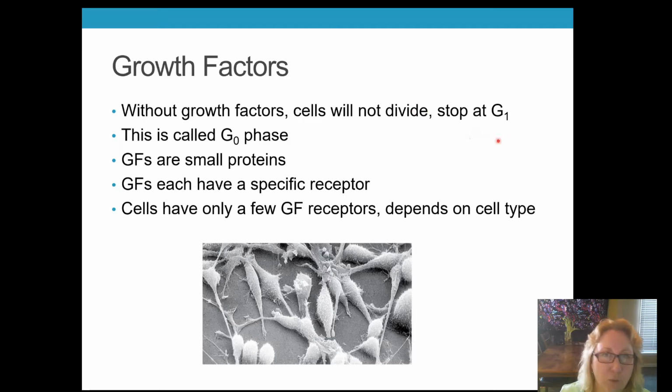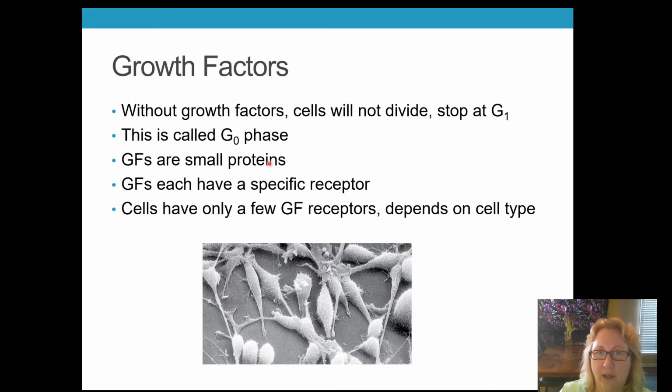And remember, G1 is before DNA synthesis. So they won't even replicate their DNA without the right signal. And if they're going to stay in G1 permanently, then we say they're in G0. And cells that would never divide would be things that are what we call terminally differentiated, like muscle cells and neurons. They are not going to divide again because they're too differentiated. They couldn't go through mitosis.